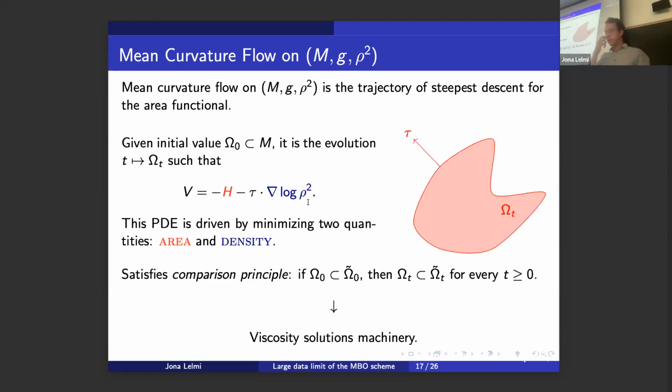So if you believe that the MBO scheme will have as a limit this PDE, this makes a lot of sense for the scheme to be effective, because it says that the dynamics of the MBO scheme is sort of driven by minimizing the graph cut and the density, which is exactly what you would like in a clustering algorithm.